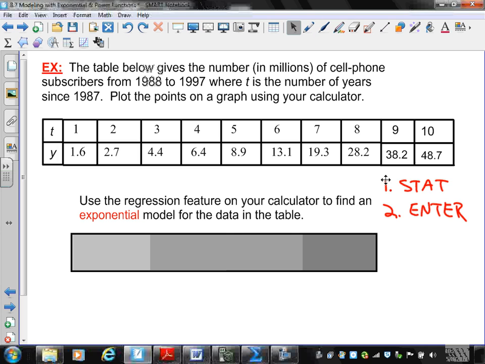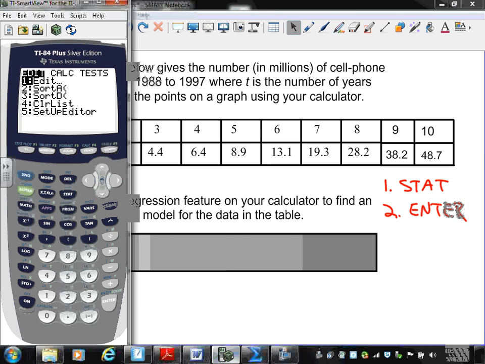Okay, so I'm just going to hit enter now. And you're going to see L1, L2. You probably have other data already there. I've already put in this data, so you might want to take a moment here and enter the data.